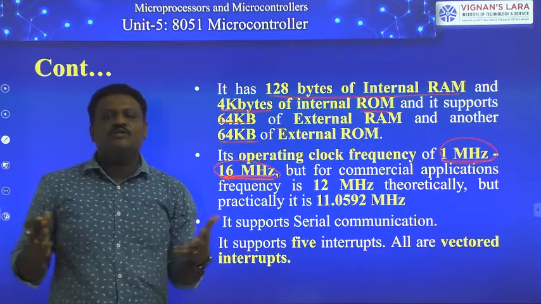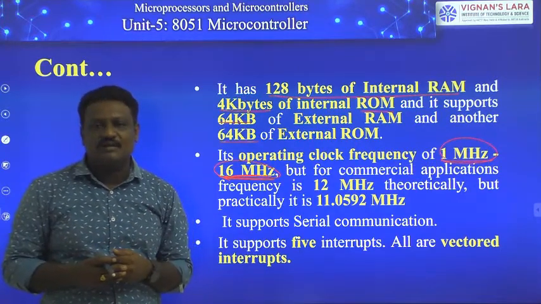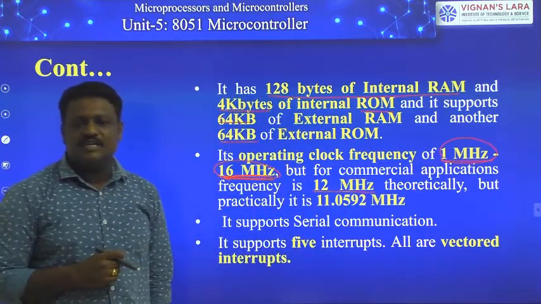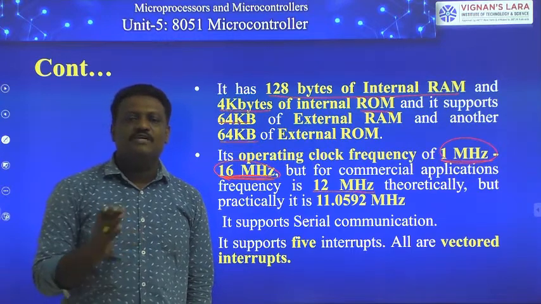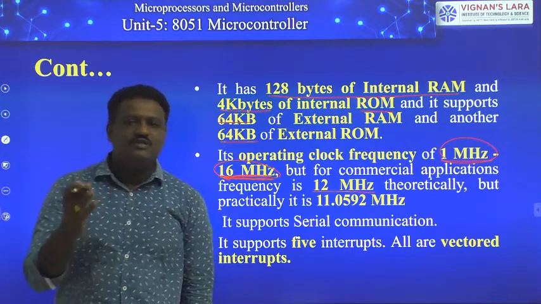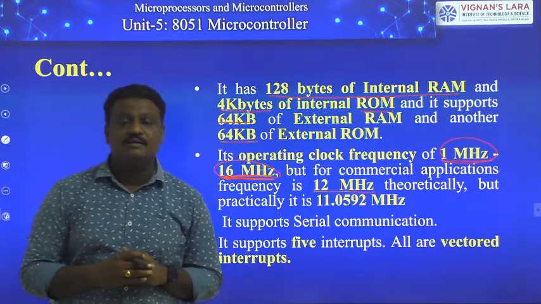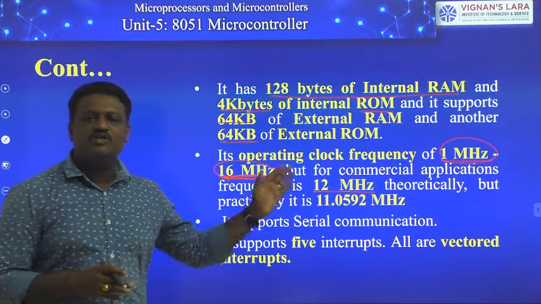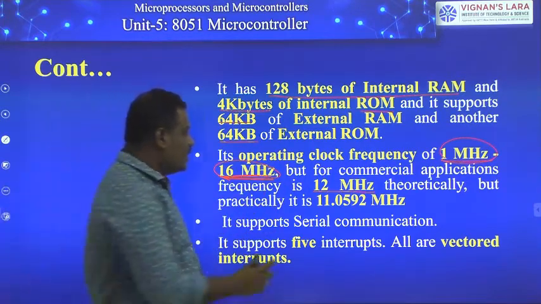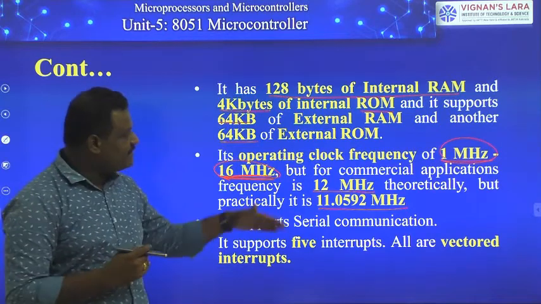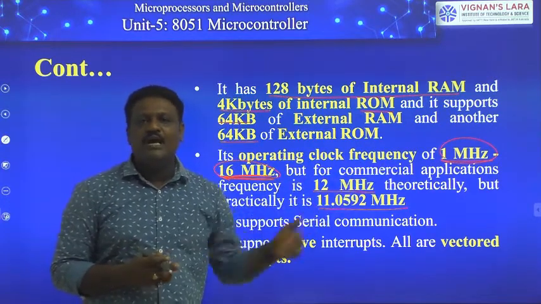But we regularly use 12 megahertz clock frequency for our commercial applications. The frequently used operating clock frequency for 8051 is 12 megahertz. That is a theoretical value, but for practical applications it is not exactly 12 megahertz, it is 11.0592 megahertz. Why do we have a difference between a theoretical value and a practical value?